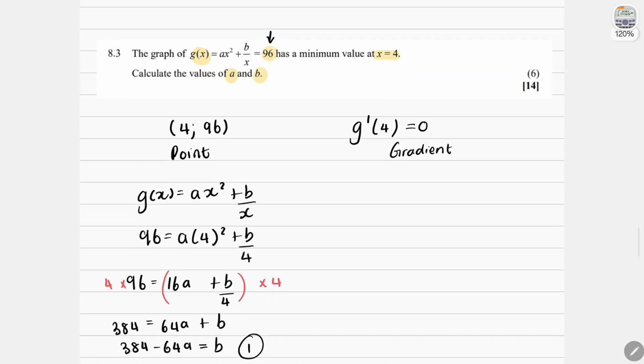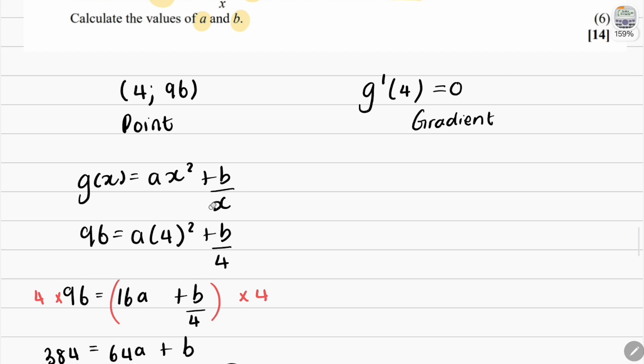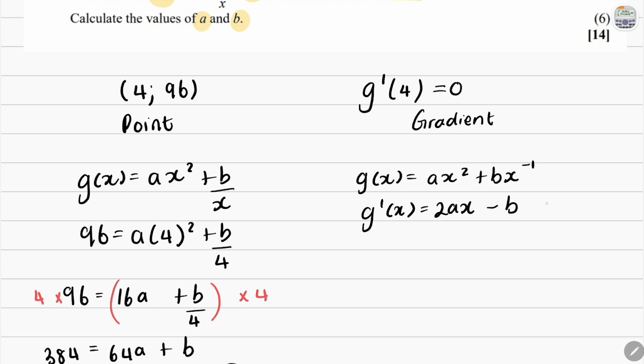Now to find the second equation, we'll use the information about the gradient. So to find the gradient of this function, we need to derive it. But currently it's not ready to be derived. So let's prepare it by taking that denominator of x to the numerator. So now we have g of x is equal to ax squared plus b x. And then if we move it to the numerator, it will cause its invisible exponent of 1 to become negative. And now we have g prime of x is equal to coefficient times exponent is 2ax, and then exponent minus 1 is 1. Then coefficient times exponent is negative b, and we have x, exponent minus 1 is negative 2.